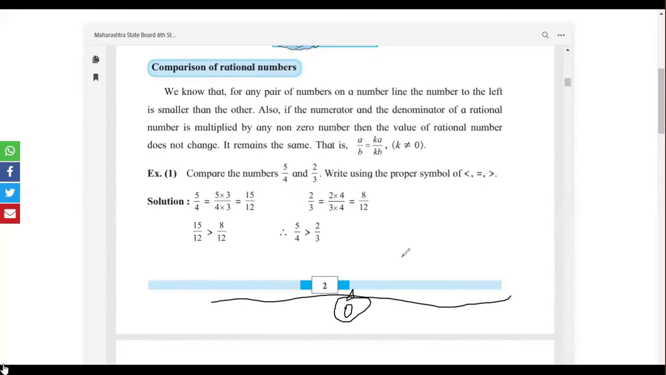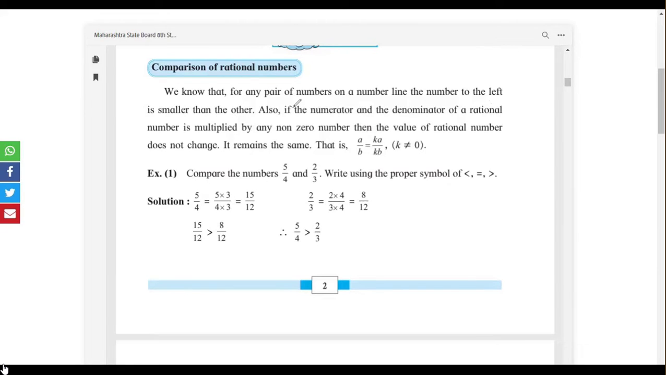If we say minus 3 upon 2 and then 0, so the 0 will be greater than minus 3 upon 2. Also, if the numerator and the denominator of a rational number is multiplied by any non-zero number, then the value of the rational number does not change. It is going to remain the same only.